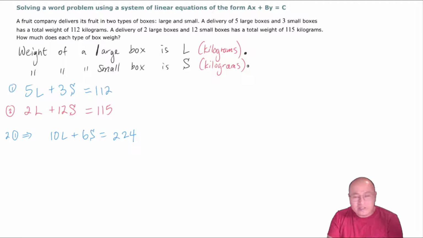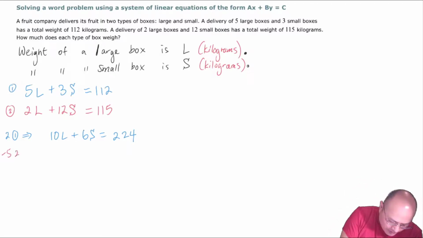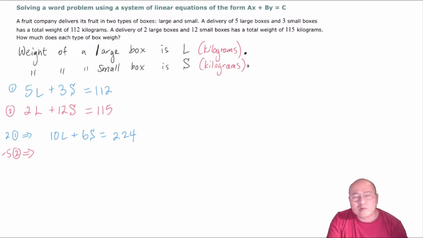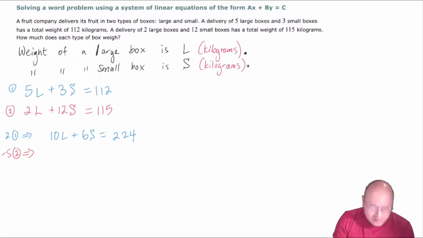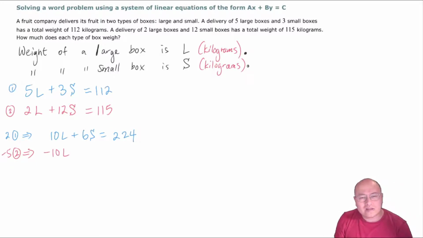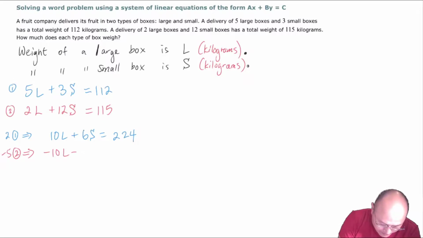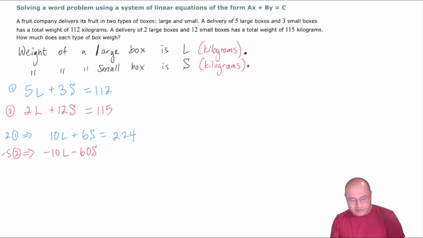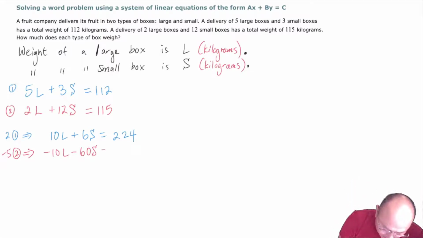And now I'm going to do -5 times equation 2. And what that notation means is that I'm going to multiply both sides of equation 2 by -5. And we get -10L minus 60 capital S, and then 115 times 5, so that's 575, so -575.